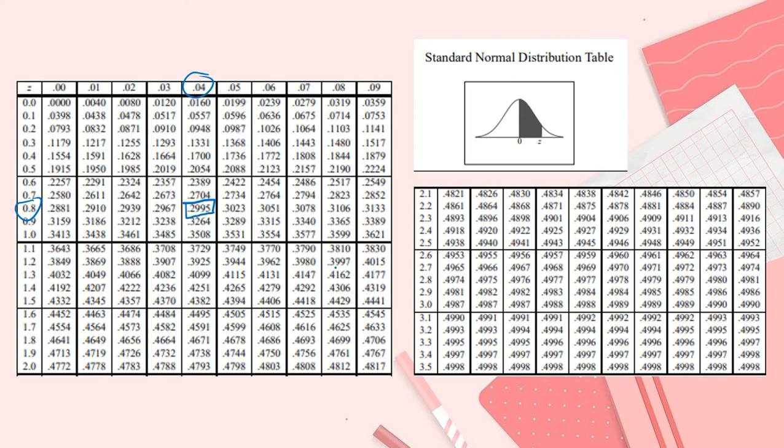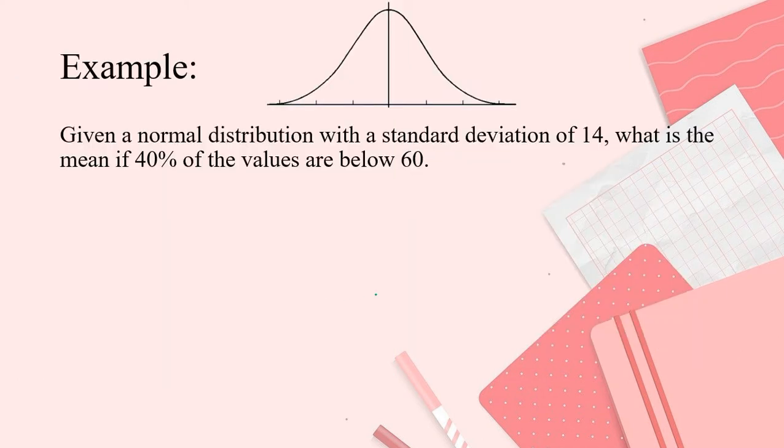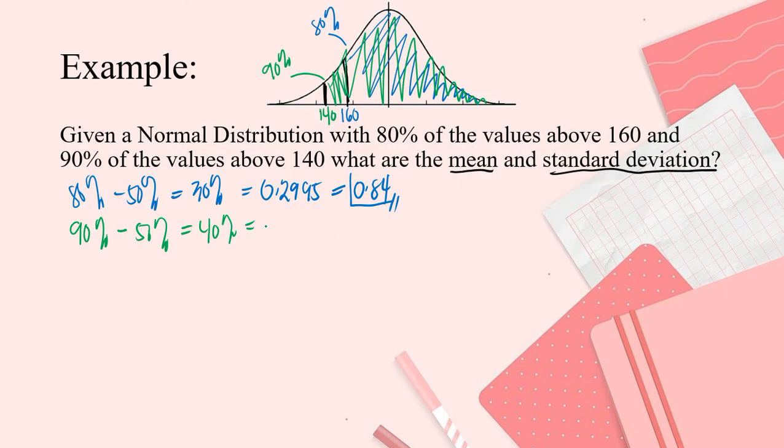And that is 0.3997. So, that is 1.28. Tama? That is 1.28. This is 0.3997, which is equal to 1.28.